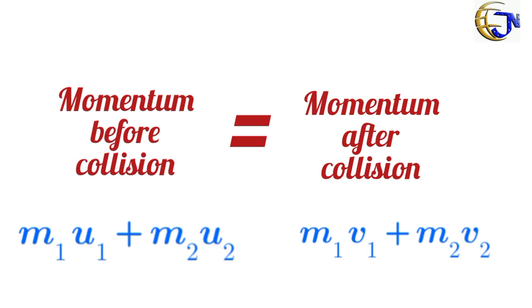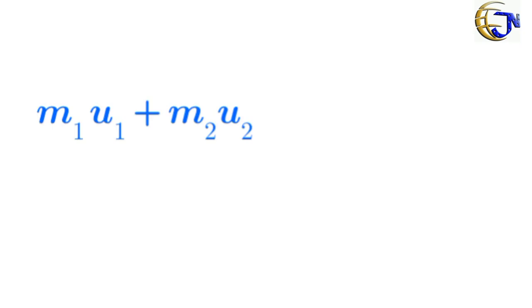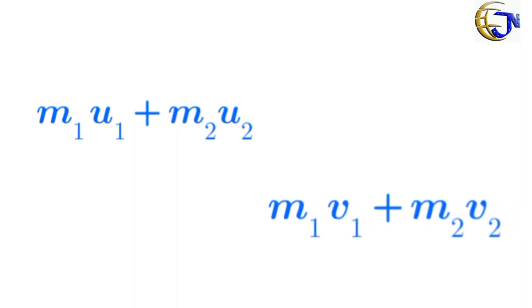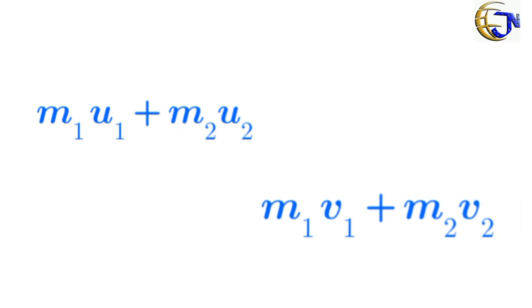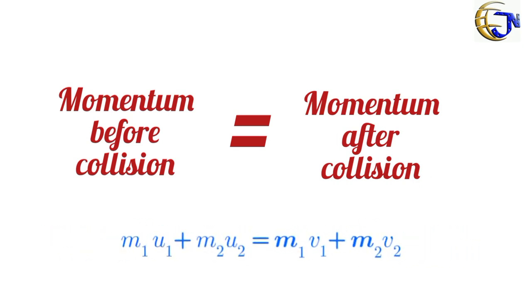u is the velocity for the initial, and v is the velocity after collision. So before collision, we have m1u1 plus m2u2. And after collision, we have m1v1 plus m2v2. Applying the principle of conservation of linear momentum, remember that the momentum before collision is equal to the momentum after collision. So see the equation for it.